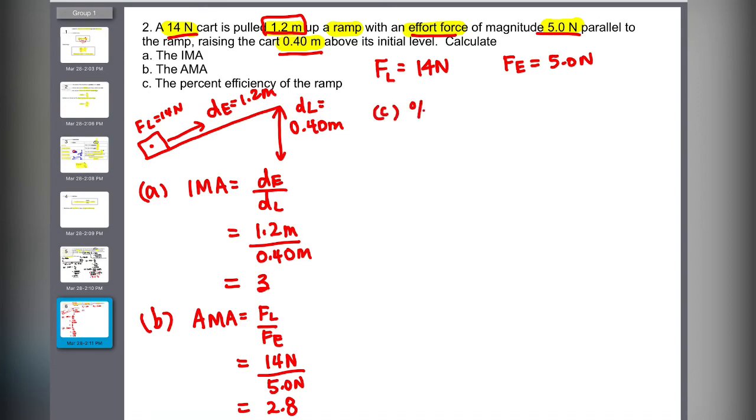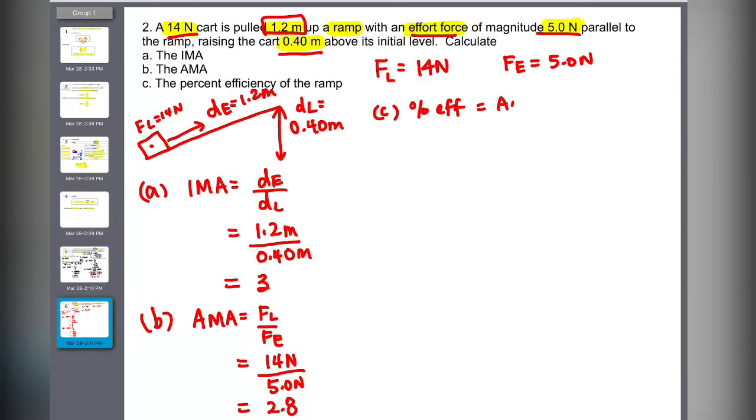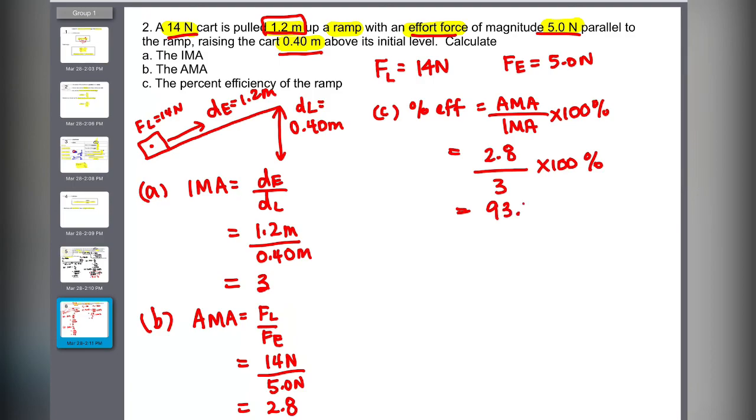Okay, last one. What is the percent efficiency? Go back to your equation again. Percent efficiency, AMA divided by IMA times 100%. Okay, so AMA, we found it to be 2.8. IMA is 3. Times 100%. So 2.8 divided by 3 times 100, 93.3%. So the percent efficiency is 93.3%. So it's pretty good.